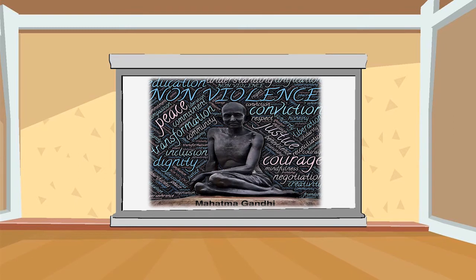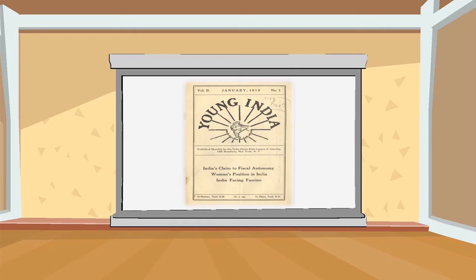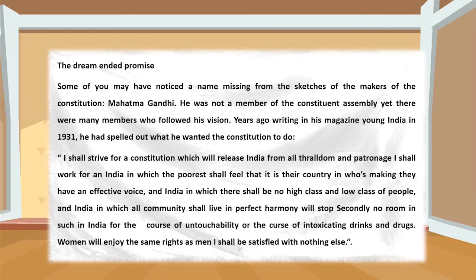While we read the entire chapter about the building of the Indian Constitution, we notice that the name of Mahatma Gandhi is missing. Many members of the Constituent Assembly followed his visions and principles even though he was not a member of the Assembly. In the Young India magazine in 1931, he expressed his thoughts on the Indian Constitution.